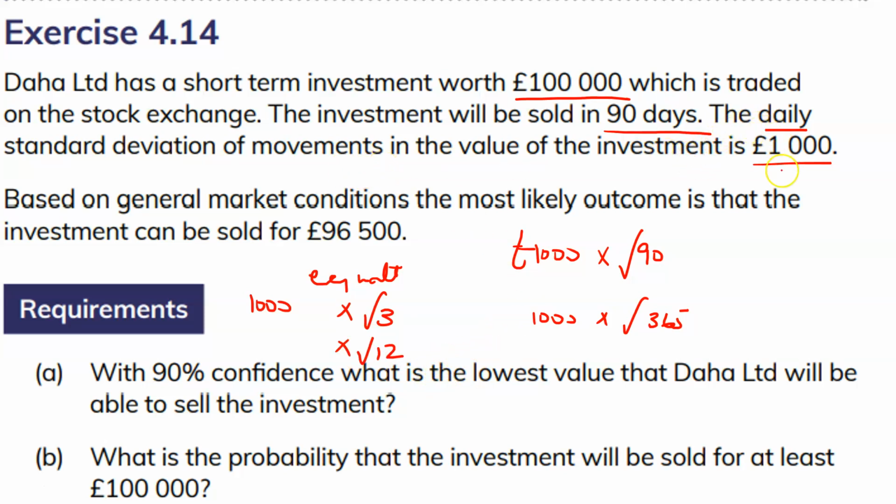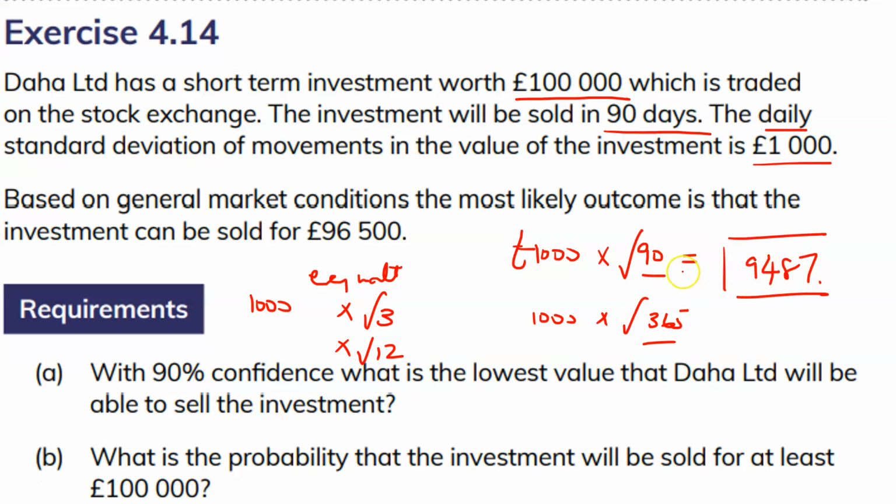So here you're given it in days. Therefore, you would be multiplying by days. The first thing to find is the deviation over 90 days, and this deviation over 90 days is the square root of 90 times 1,000. So as you can imagine, a potential deviation of 9,487. I'm just going to round it up to that.